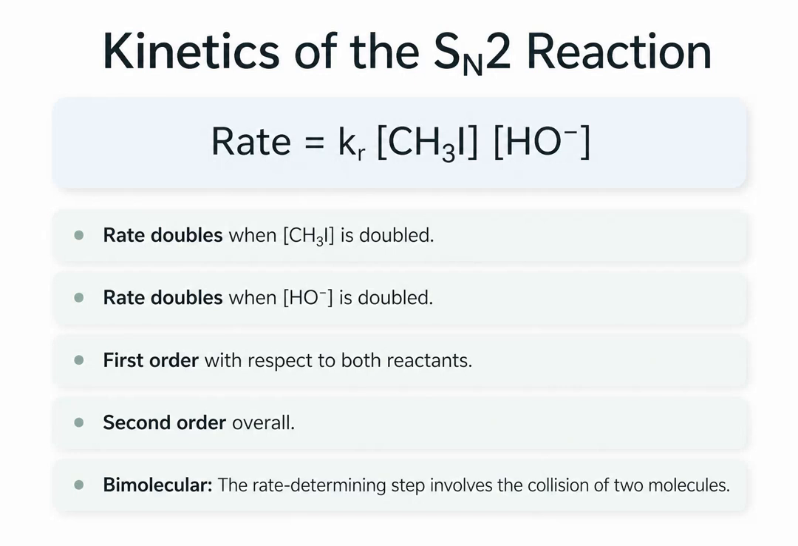Once the system passes through this high-energy arrangement, it quickly relaxes down into the more stable products. The term bimolecular in SN2 comes directly from the reaction's kinetics. Experimental data shows that if we double the concentration of methyl iodide, the reaction rate doubles. If we double the concentration of hydroxide, the rate also doubles. This means the rate law is first order with respect to both the substrate and the nucleophile, making it second order overall. This perfectly matches our concerted mechanism. The rate-determining step requires a physical collision between these two specific molecules.